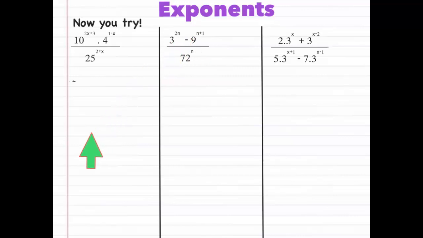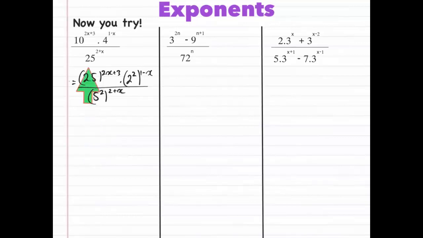Now in this example, and I'm going to quickly go through this, this will simply be a 2 times a 5, and we have a 2 to the power of 2x plus 3 times 2 to the power of 1 minus x. And at the bottom, we've got a 5 to the power of 2 times 2 plus x. I just rewrote all of these big bases into their product of prime factors, right? And don't forget about the exponents.